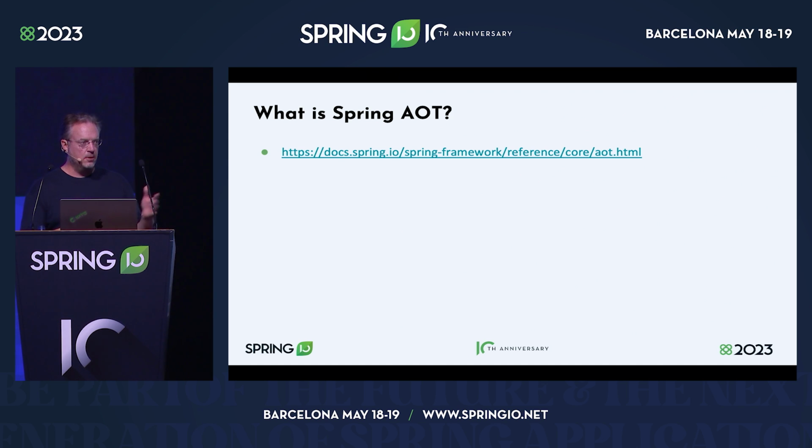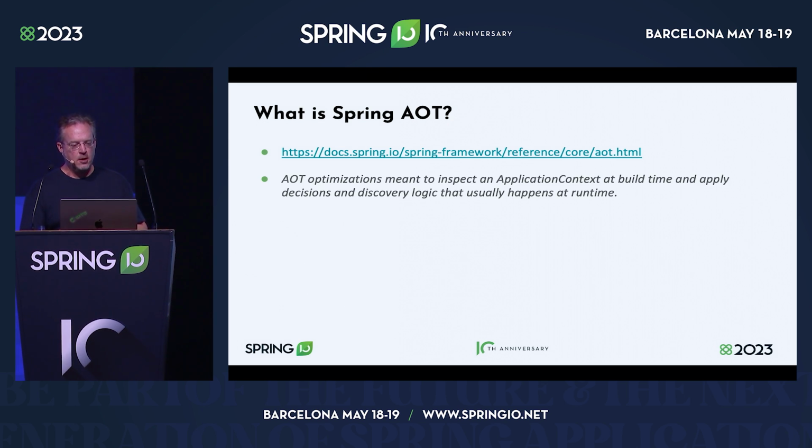So the details are in the reference documentation, but in summary, the Spring AOT optimizations are meant to inspect your application context and configuration in the environment at build time, and then store that somewhere, right? And then basically apply that at runtime.